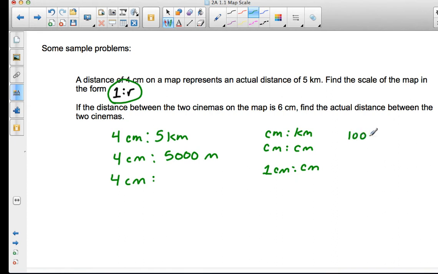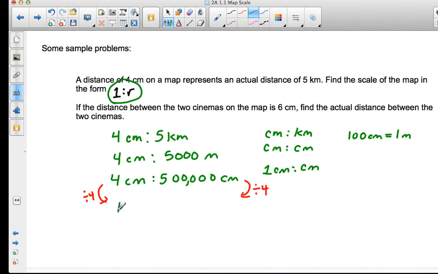100 centimeters equals 1 meter. So I'm going to multiply this by 100, adding 2 zeros. So 500,000 centimeters. All right, so now I have centimeters to centimeters, and you'd think you're done, but you're not, because we need to get it in the rate of 1 to r. That means I need to divide by 4 to get to 1 centimeter, which means I also need to divide this by 4 to get to my final unit rate.